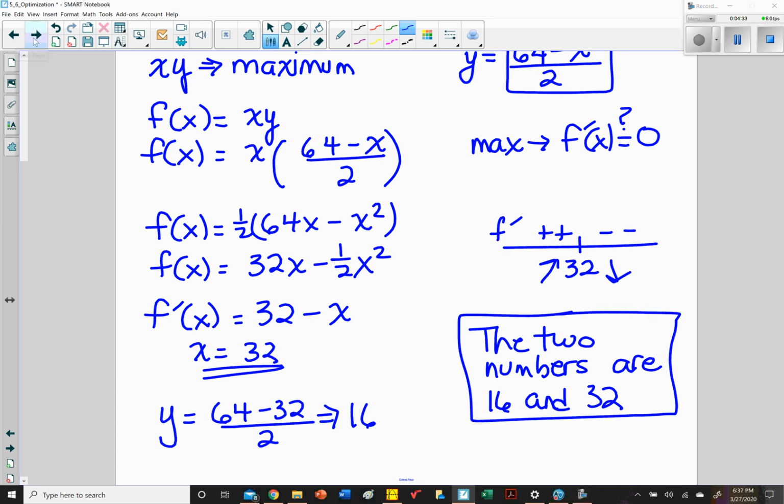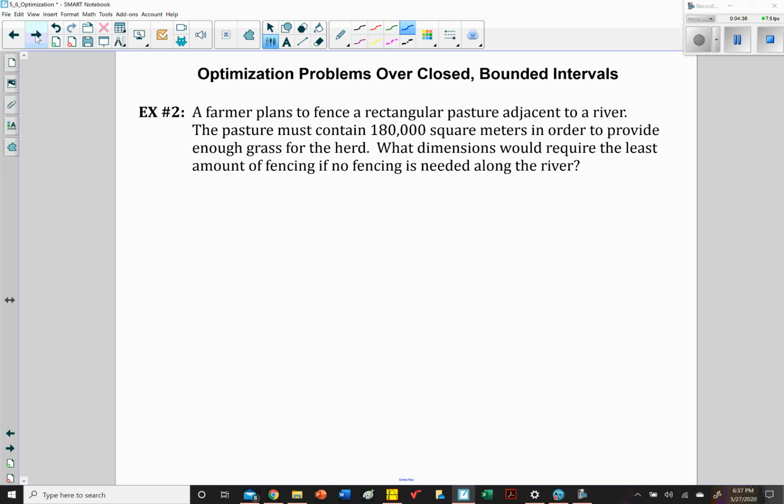That was pretty easy. So moving on, a farmer plans to fence a rectangular pasture against the river. So here's the river. We're going to make a rectangular pasture to keep all of his horses and chickens and things. And the pasture is going to have 180,000 square meters to provide enough grass for his herd, so it must be for cows. What dimensions would require the least amount of fencing if no fencing is needed on the river?